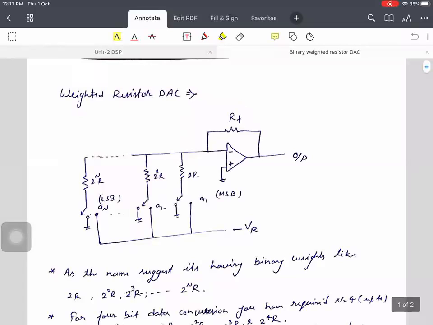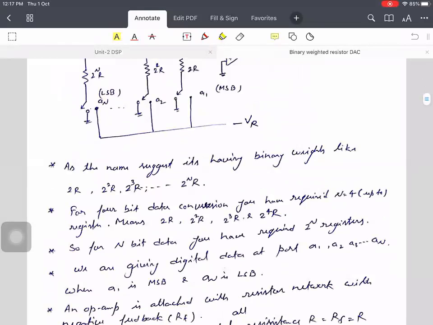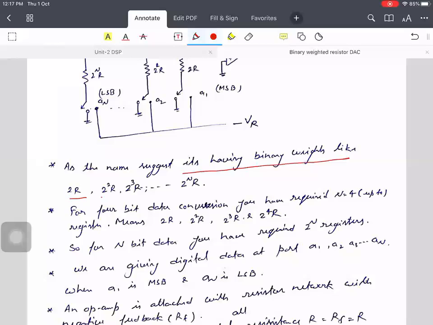So there are some important points over here, you can say. So just quickly we can see, as the name suggests, it's having binary weighted resistors like 2R, 2 square R, 2 to the power 3R up to 2 to the power nR. So these are the values we are talking about. On the basis of these register values, the name is weighted resistor DAC.